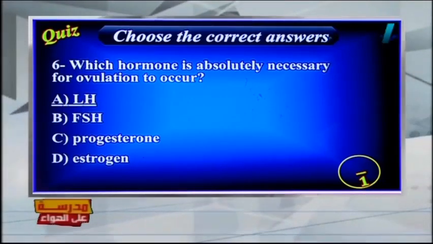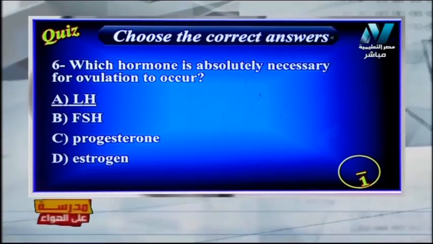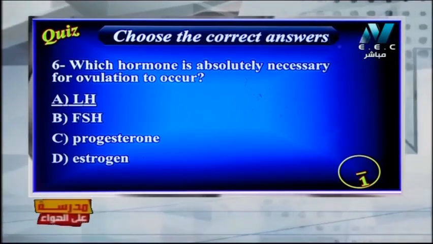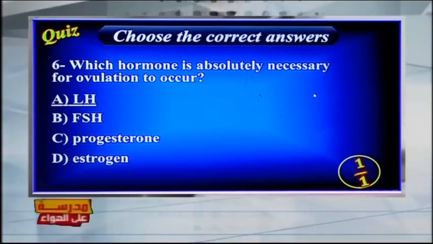The answer is LH hormone, because LH is the hormone that stimulates the graafian follicle to release the mature ovum and change into the corpus luteum. Question number 7.